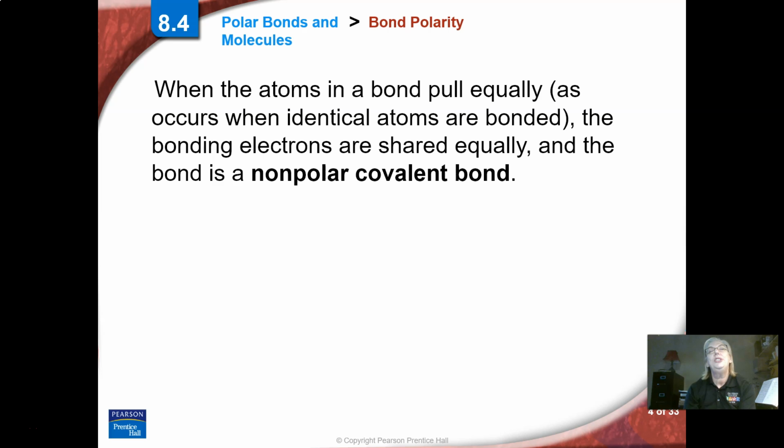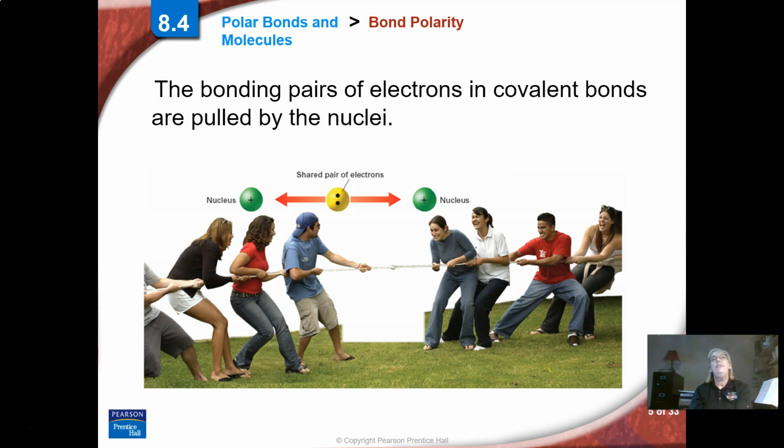So if two atoms share their bonding, their overlapping clouds equally, then it's called nonpolar covalent. So they're sharing equally, nobody's stronger than the other, no one has a higher electronegativity number than the other one. That's called a nonpolar covalent bond. So if we have tug of war and each side is the same strength, then we have a nonpolar bond. But if one side's stronger than the other, then we're going to have something called a polar bond.